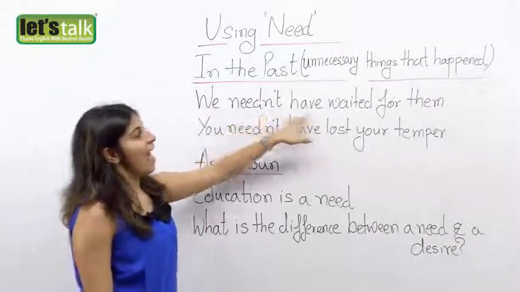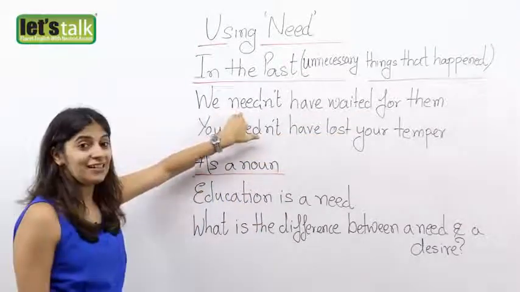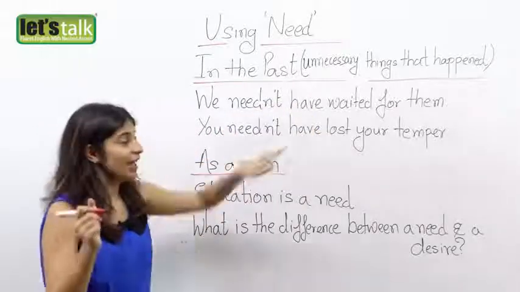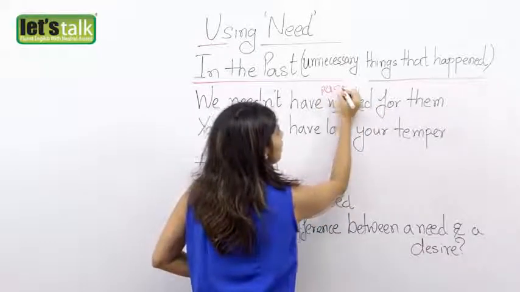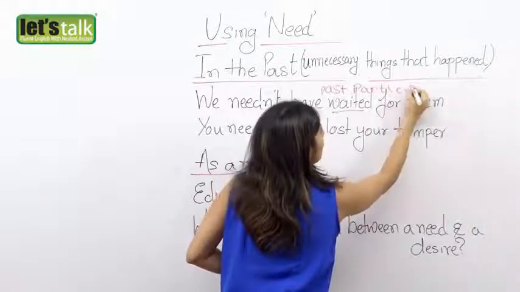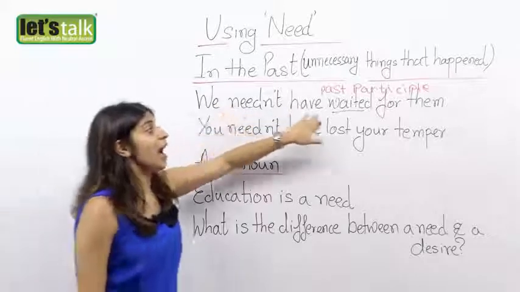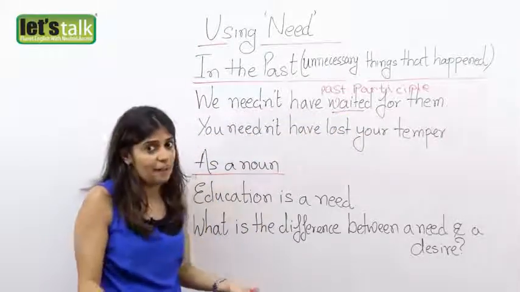We needn't have waited for them. Now here, needn't is the negative, right? Have plus waited is your past participle. So this explains that we needn't have waited for them. This means that it was unnecessary that we waited for them.